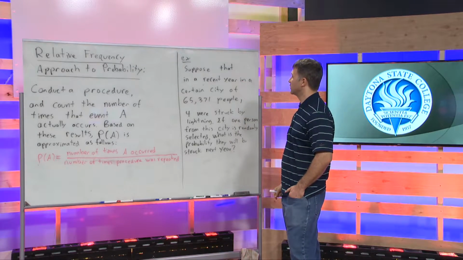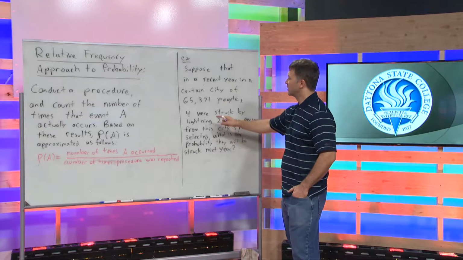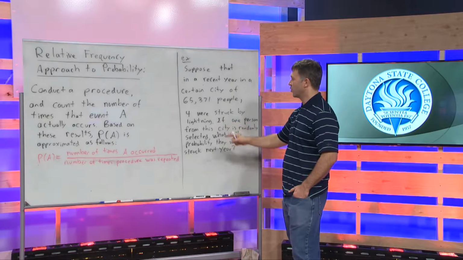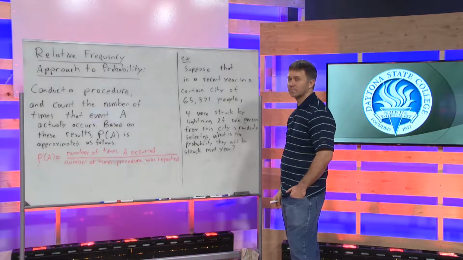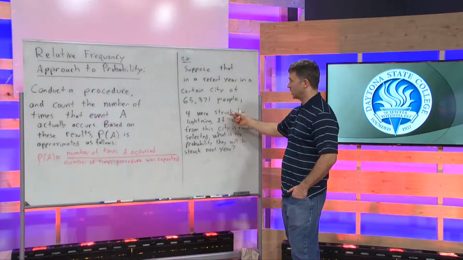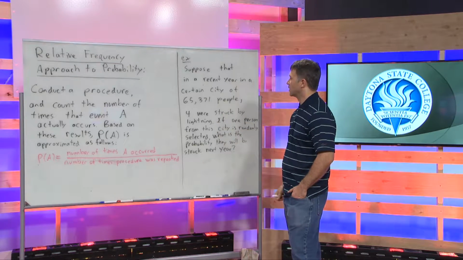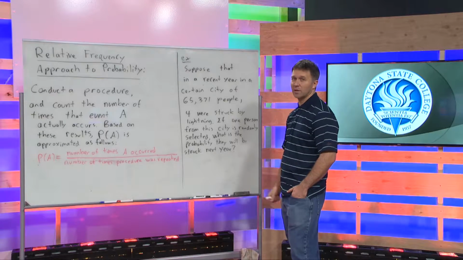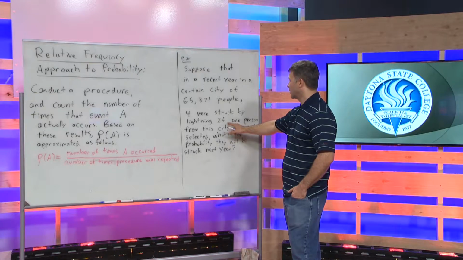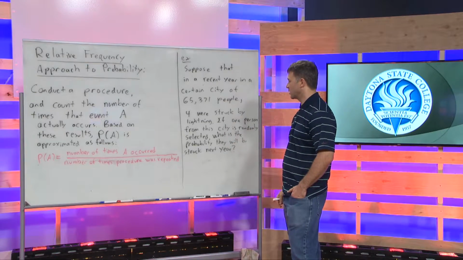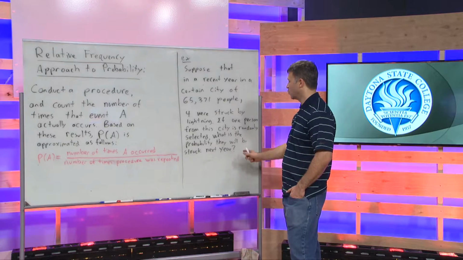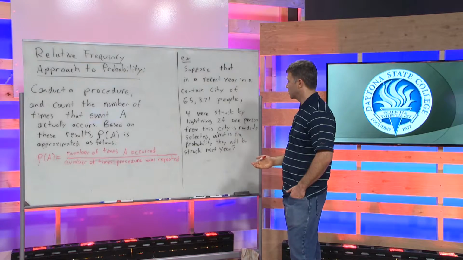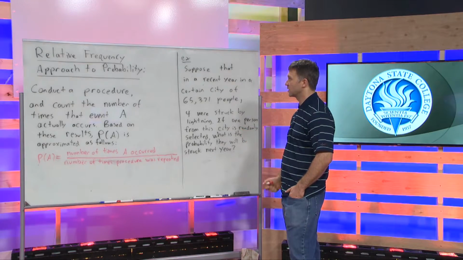Okay, and right here we have a relatively straightforward example. Suppose that in a recent year in a certain city of 65,371 people, 4 of them were struck by lightning. The procedure in this case is counting the number of people and recording how many were struck by lightning. If one person from the city is randomly selected, what is the probability they will be struck next year? This is just going to be an approximation using the relative frequency approach.